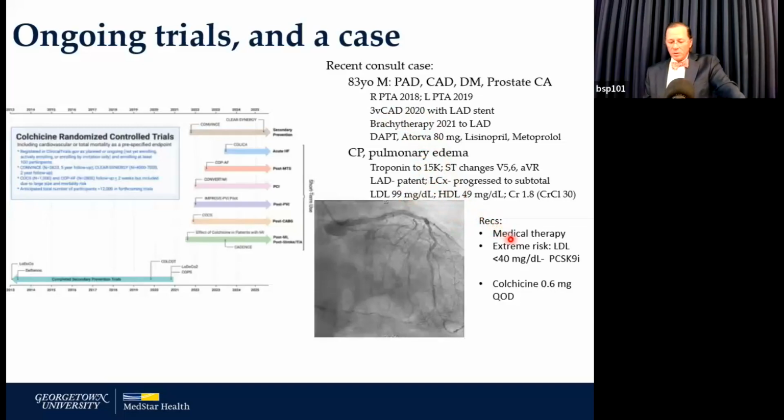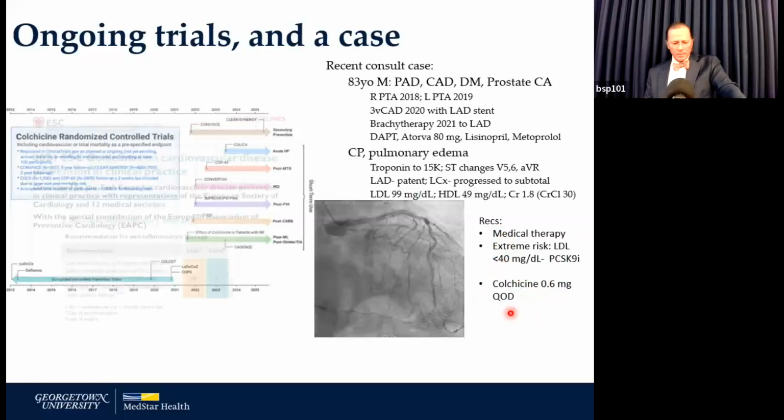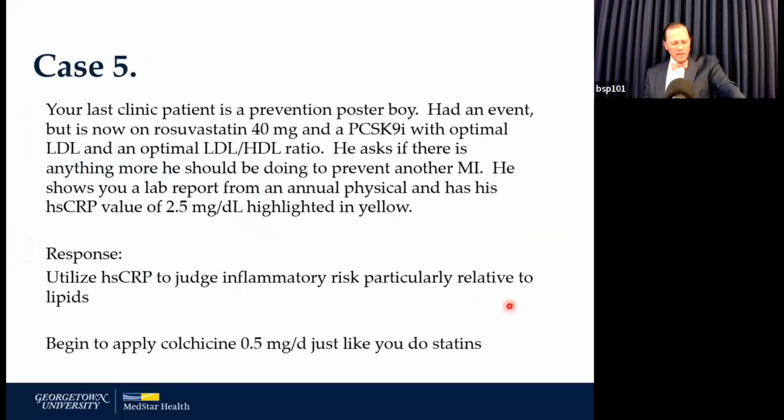So the recommendation was he's extreme risk. Extreme risk guidelines now say that LDL should be below 40 in the current guidelines. So the goalposts are moving, guys. 55, 70 is the new 55. And if you have multiple events, your goal is actually in the guidelines 40. And so we recommended colchicine 0.6 milligrams renally adjusted to every other day. This is a couple of months ago before the 0.5 came out. So my response, I utilize the CRP to judge inflammatory risk. And this man, we started on colchicine, just like you do with a statin.